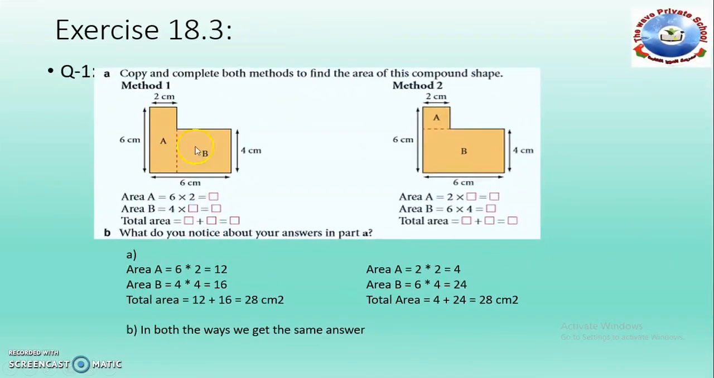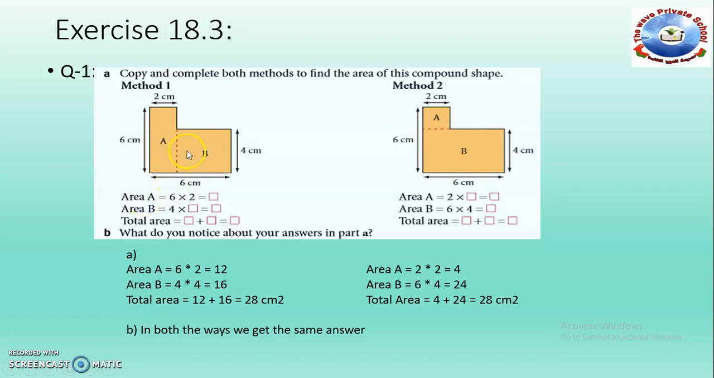Now let's try to solve our exercise. That is question number 1. Copy and complete both methods to find the area of this compound shape. Here A and B, this is a compound shape which is divided into 2 parts. There are 2 methods to solve this question. This is method 1 and this is method 2. You can divide it in this way, and also you can divide this shape in this way. A small square and a big rectangle are formed. So it's up to you how you divide the shape. In both, the answer you get will be the same.